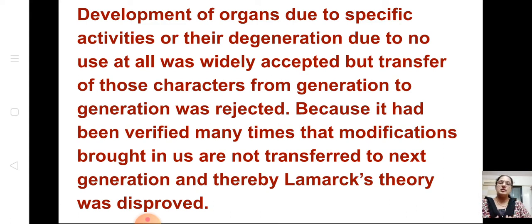When we don't use an organ for several generations, it will degenerate, as we learnt in vestigial organs. But will those characters be transferred from generation to generation? That was rejected because it had been verified many times that modifications brought in us are not transferred to the next generation, and thereby Lamarck's theory was disproved.